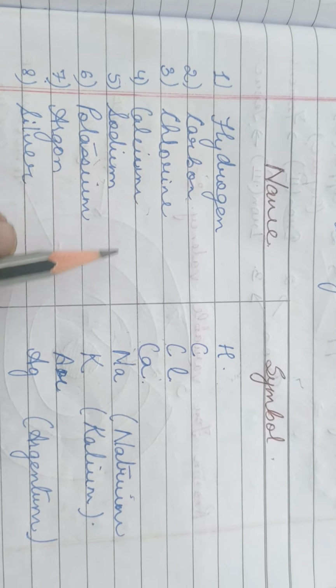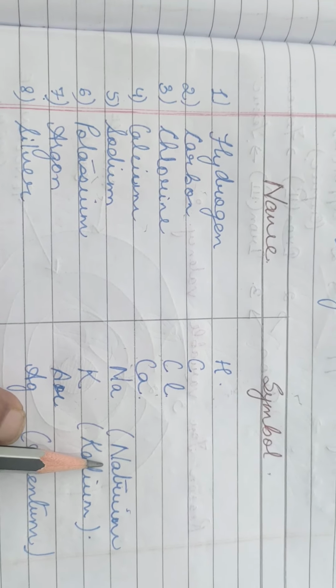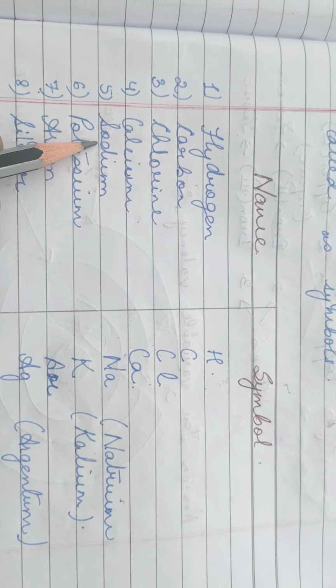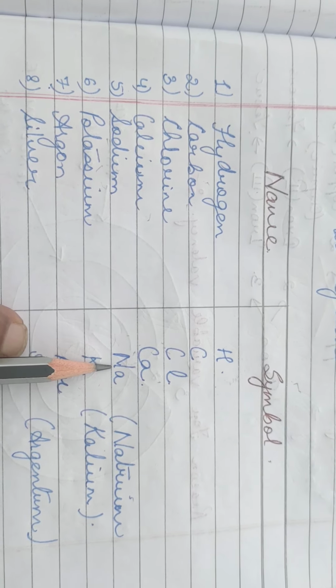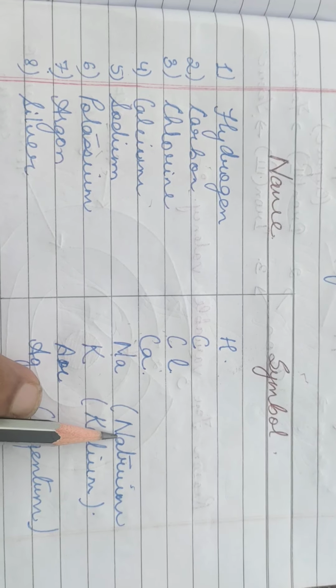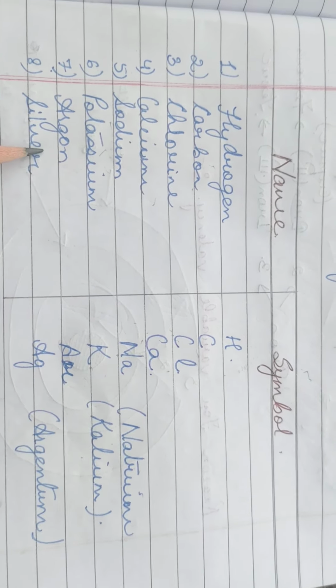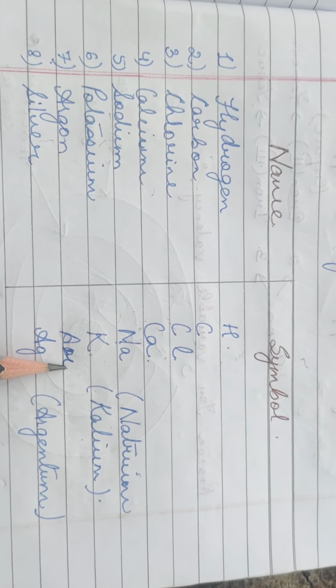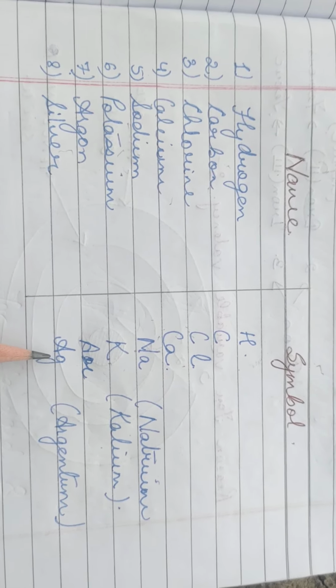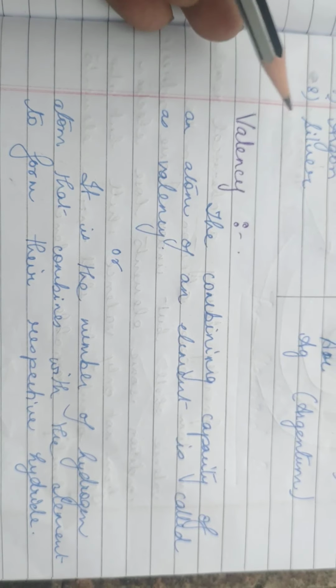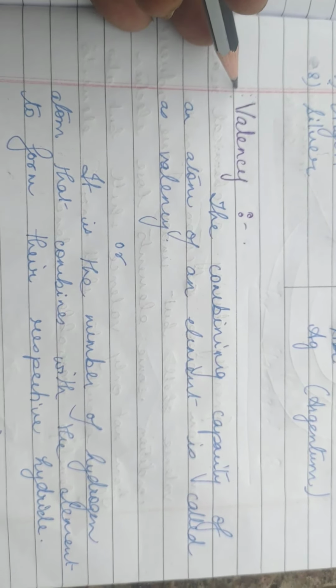That's why we go for the Latin names and their derivatives. Sodium is represented as Na, which is in other words named natrium. Potassium as K, kalium. Argon as Ar. Silver as Ag. After symbols, we need to understand the value of valency.